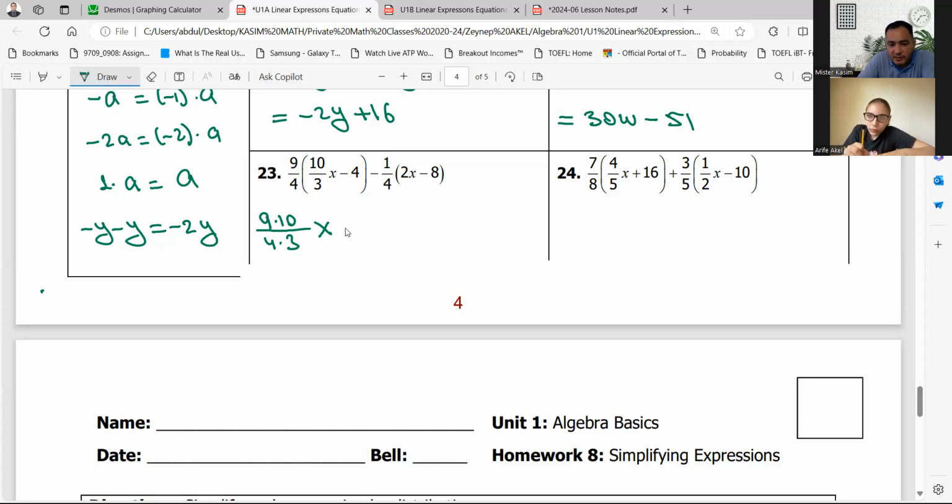And what is the next one, Zainab? Next one, what is minus? Here we have 9 over 4 times 4. Minus, and we continue. Here we have negative, positive, negative. So 1 over 4 times 2x. Minus, minus is positive. 1 over 4 times 8.